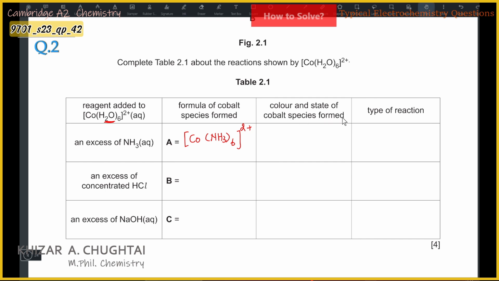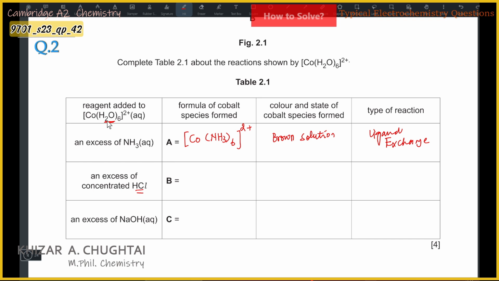Color and state of the cobalt species formed. This is a new species that has been formed, and its color is brown solution, or yellow brown solution. It's water soluble because it has a positive charge. You will have to memorize these colors. What is the type of reaction? H2O has been substituted by NH3, so it is called a ligand exchange reaction.